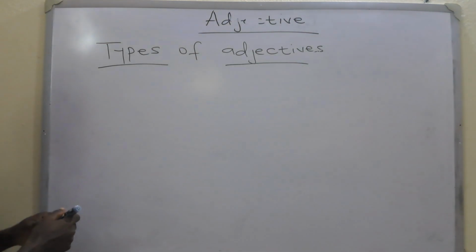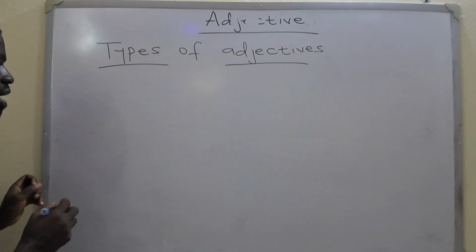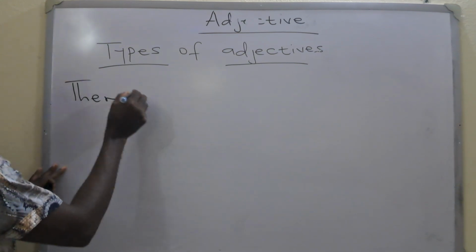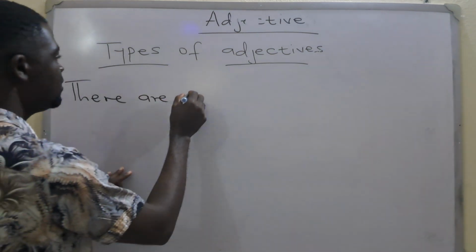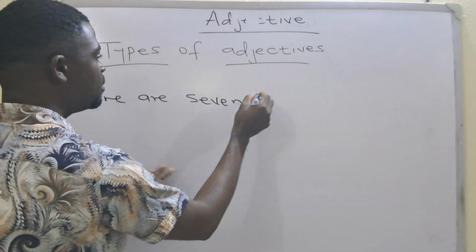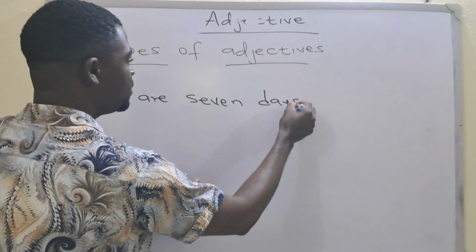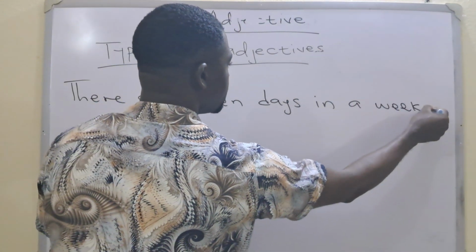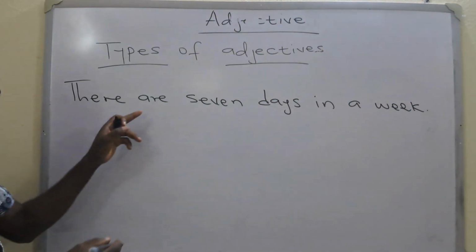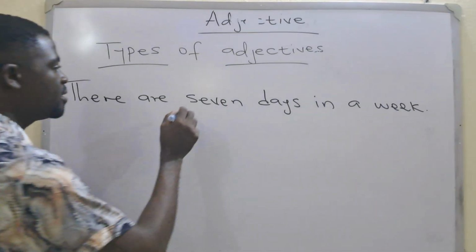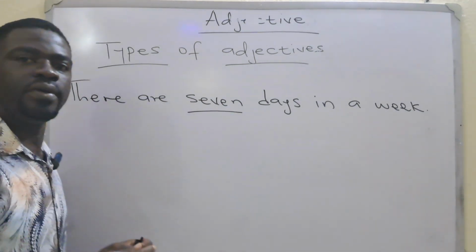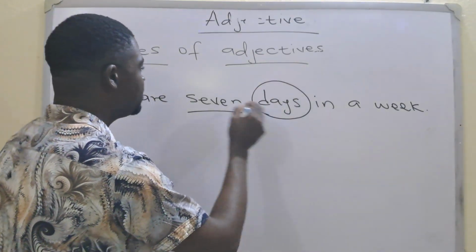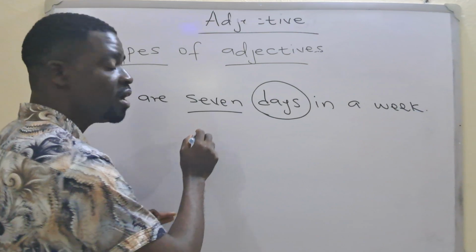For example, we can say there are 7 days in a week. There are 7 days in a week. 7 is showing how many days we have. So 7 is qualifying days. So 7 is a numerical adjective.